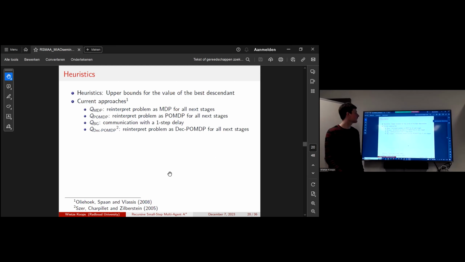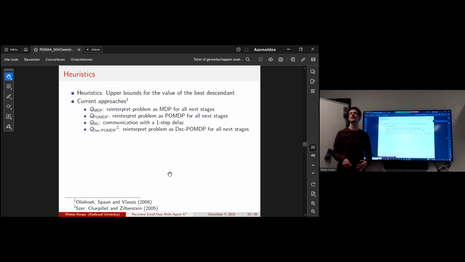So let's look at what heuristics we can choose. Just in general, like I said, the heuristic has to be an upper bound for the value of the best descendant. And the current approaches are, well, there are 4. So you have the MDP heuristic, which says, okay, I'm just going to pretend that the problem is an MDP from a particular point onwards, like from the point where I specify my policy up to a particular point, and from that point onwards, I'm going to pretend it's an MDP. Just like in A-star, you can pretend from some point onwards that you can just take a straight line. I mean, this is an upper bound because, of course, the agents can access the state information and can collaborate, and they can do much better.